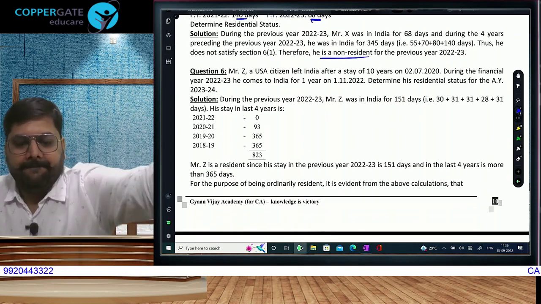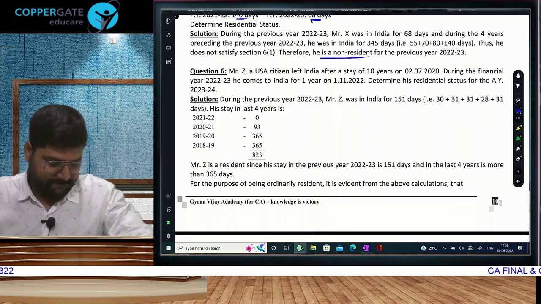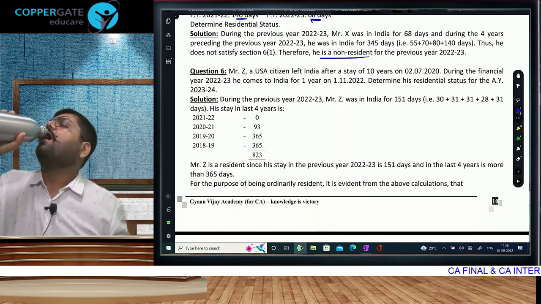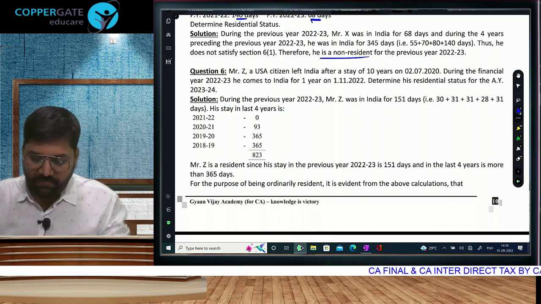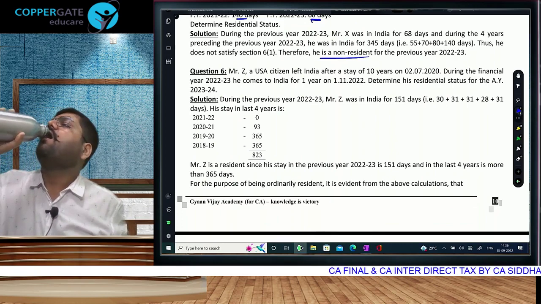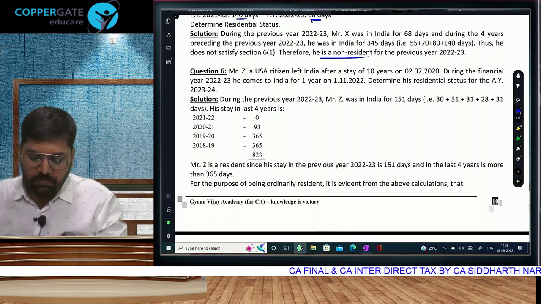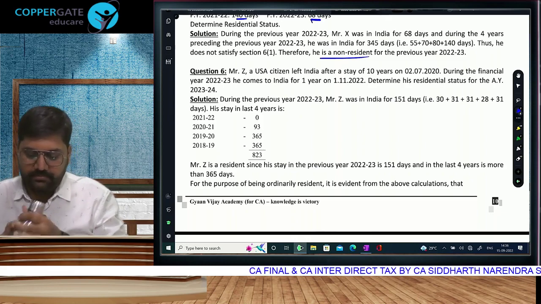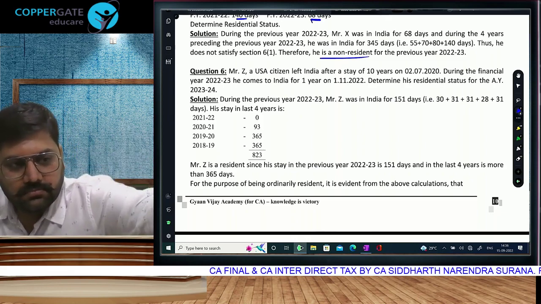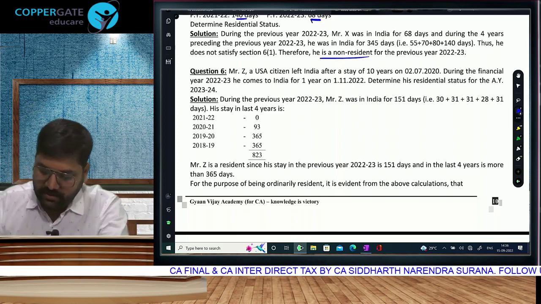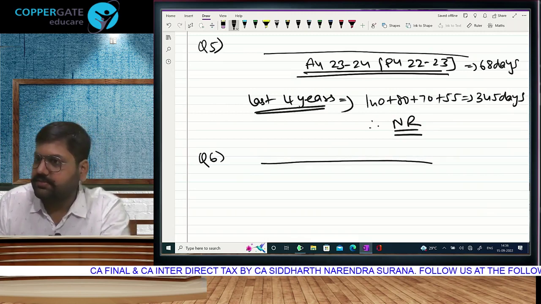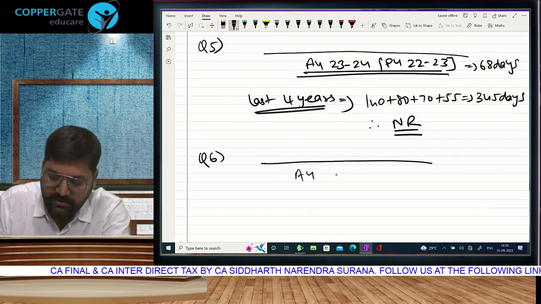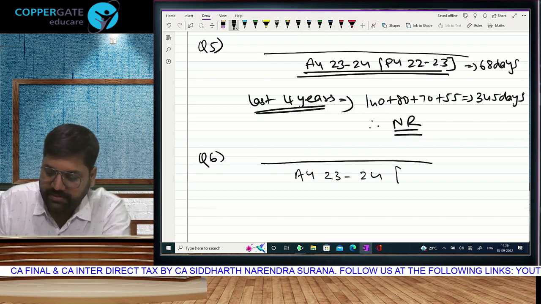Mr. Z, a USA citizen, left India after a stay of 10 years on 2nd July 2020. During the financial year 2022-23, he comes to India for 1 year on 1st November 22. Determine his residential status for the assessment year 23-24. Once again, question आपसे क्या पूछना है? Determination of residential status. That's our heading. For the assessment year 23-24, that means for the previous year 22-23.